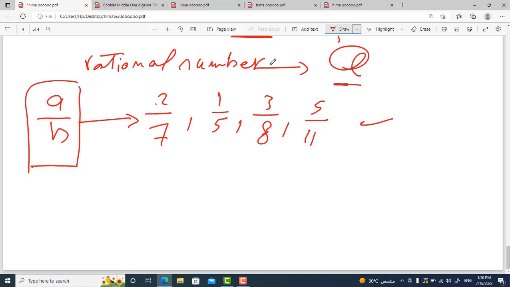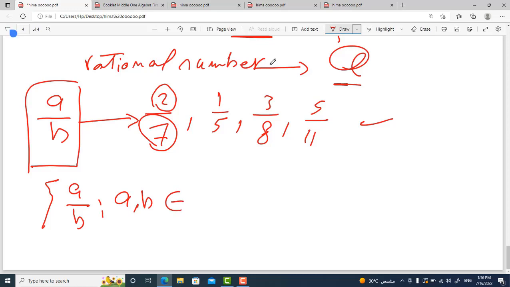But here we have an integer on top and an integer on the bottom, so there is a very important condition: I can't write 0 in the denominator. So the expression is A over B, where A and B belong to Z, but with the condition that B doesn't equal 0. 3 over 0 is not a rational number. 5 over 0 is not a rational number.